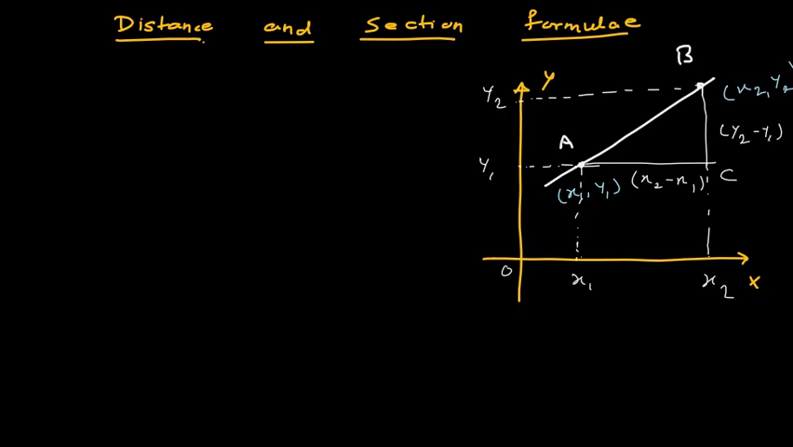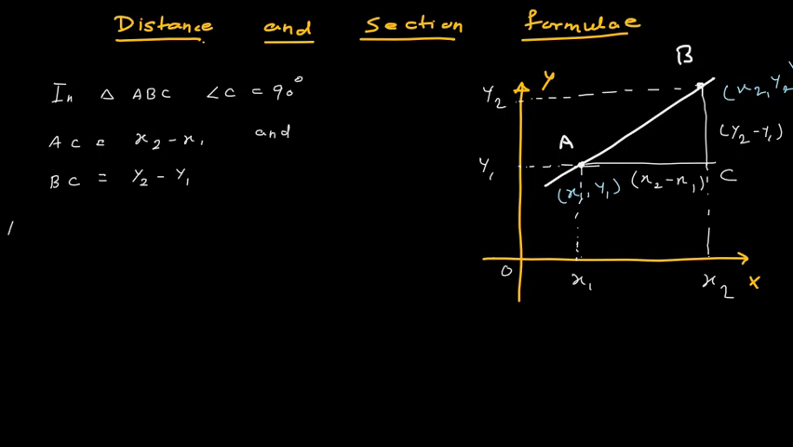Okay, so in triangle ABC, I will say that in triangle ABC, angle C is 90 degree, AC is equals to x2 minus x1, and BC, and this BC is y2 minus y1. Okay, so now this is a right angle triangle.